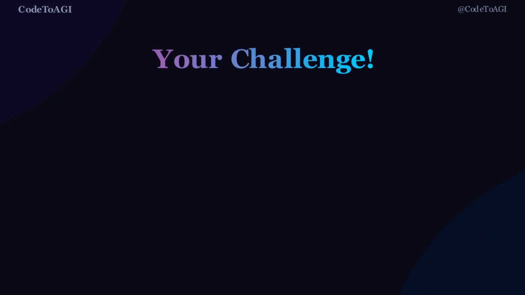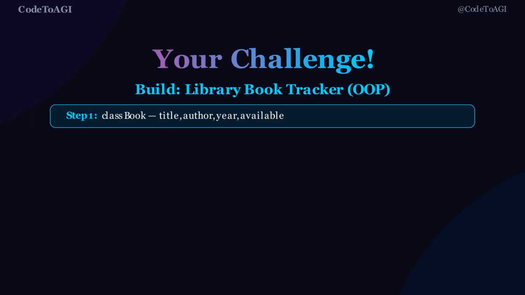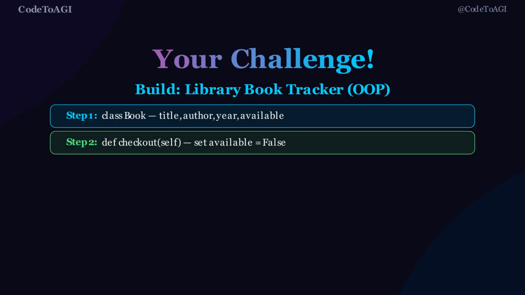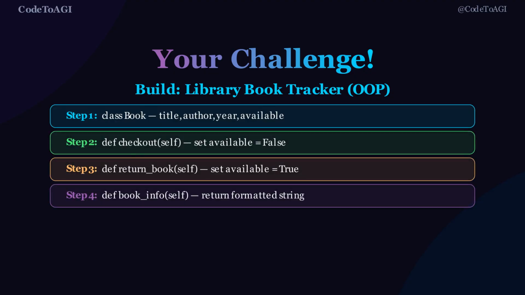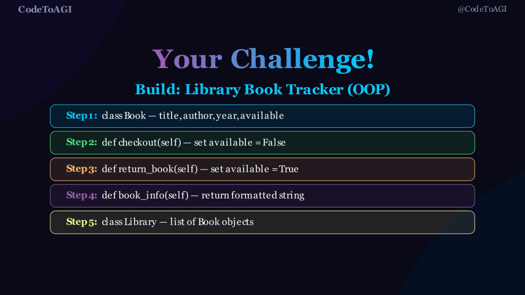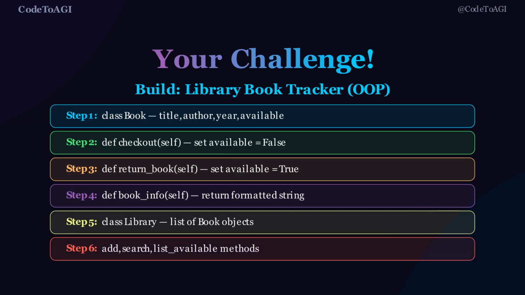Your challenge for today: build a library book tracker using OOP. Step 1. Class Book with title, author, year, and available status. Step 2. Method checkout marks the book as unavailable. Step 3. Method return_book marks it available again. Step 4. Method book_info returns a formatted string. Step 5. Class Library holds a list of book objects. Step 6. Add book, search by title, and list available books methods.